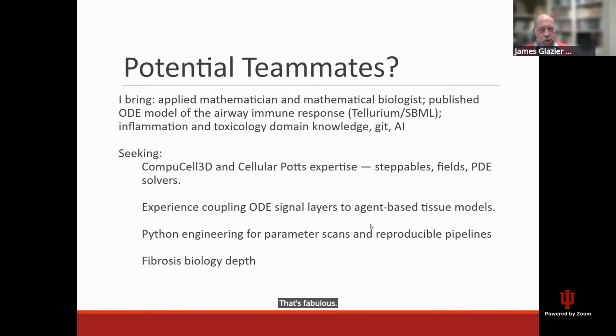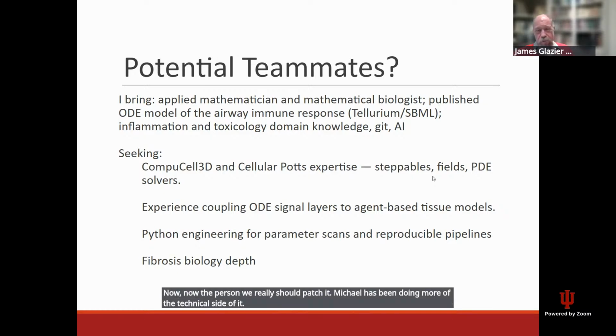I don't remember last year, did you talk to Michael and Joel at all? Because they've been working on fibrosis in the eye. I did not. In 2023, I think, is when I participated. Okay, so it's 2 years. So they hadn't started their fibrosis work. Now the person we really should patch in. Michael has been doing more of the technical side of it. Joel has been doing more of the biology side.